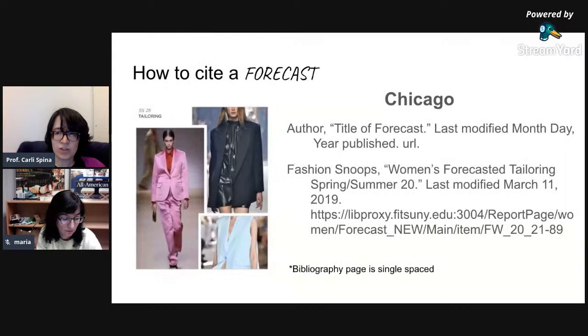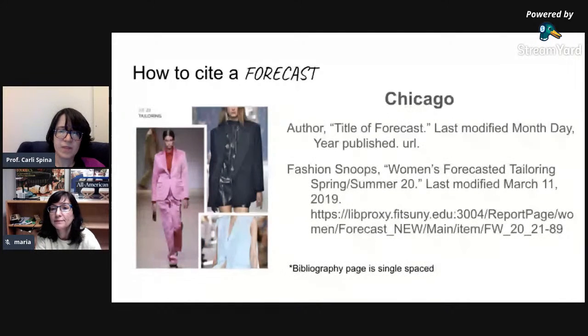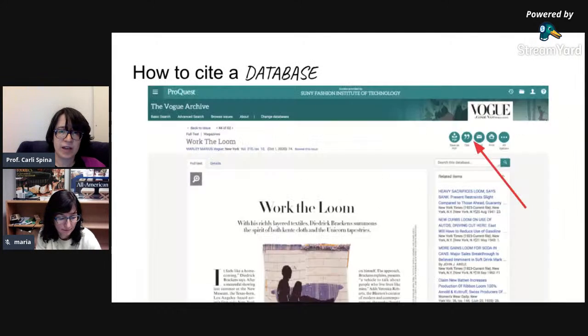If you do have any questions on that or anything else as we're going through it, feel free to let us know in the chat. But let's continue on and look at how you might cite materials in a database.